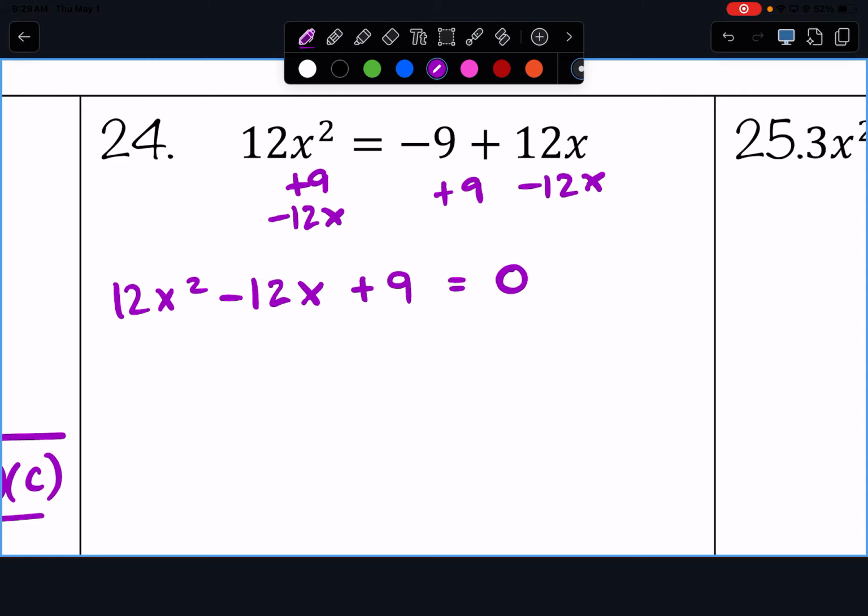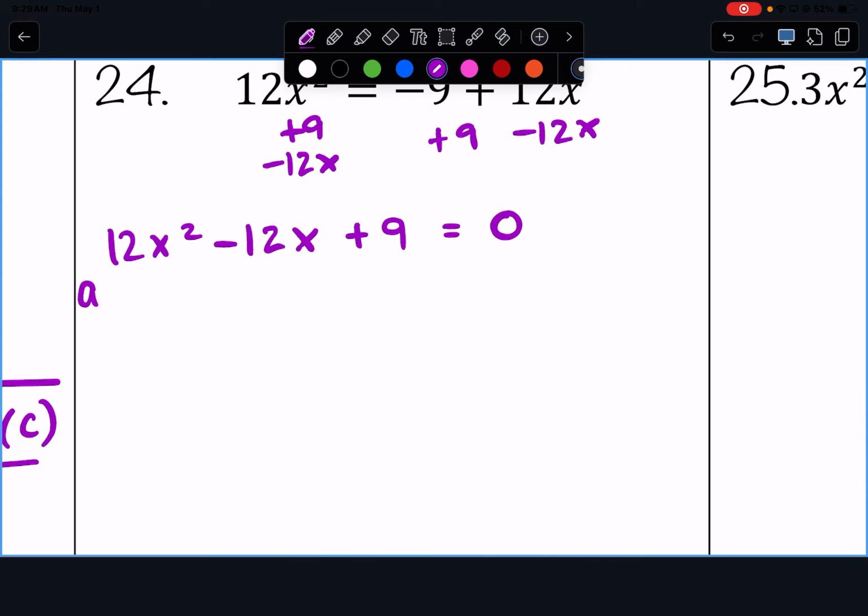Now, from here, find our A, B, and C. What is A? What is B? What is C? So we set up our quadratic formula.